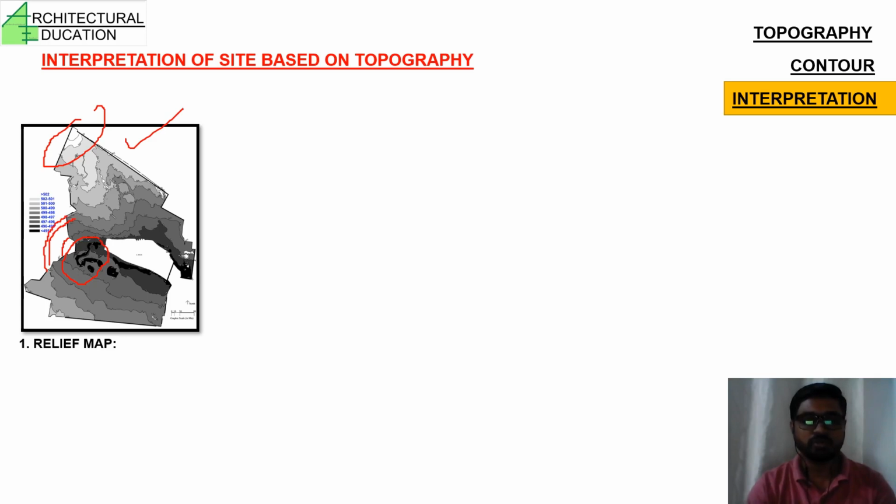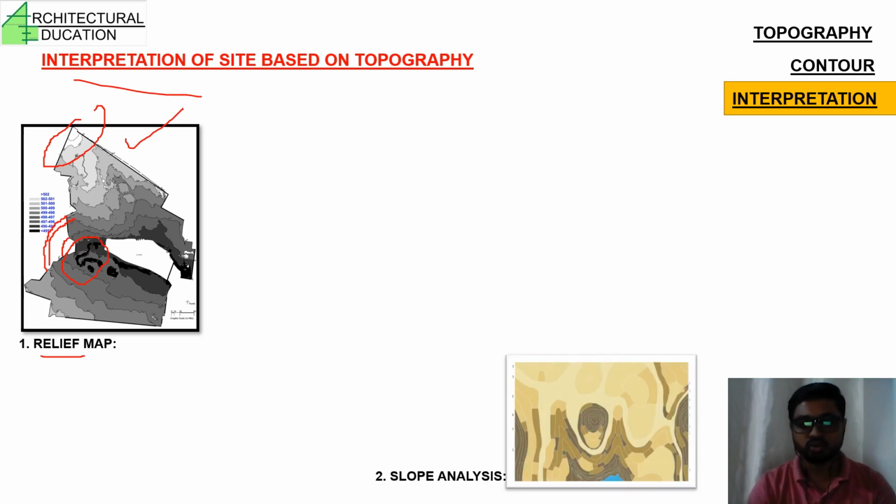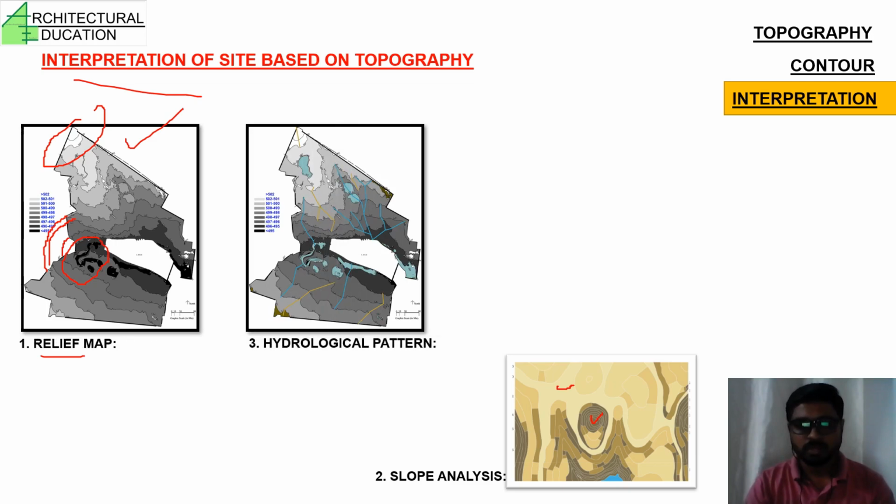Now coming back to interpretation, let us first see the relief map, and then we'll start off with the slope analysis. This is one example of slope analysis in which we can see the slopes which are very steep and the slopes which are very gentle, and how they are managed to get the output. Next comes our hydrology pattern. As you can see, there are ridges and valleys and ridges over here. This gives us a glimpse of how the water is flowing in the site and where the points are where it is getting collected.